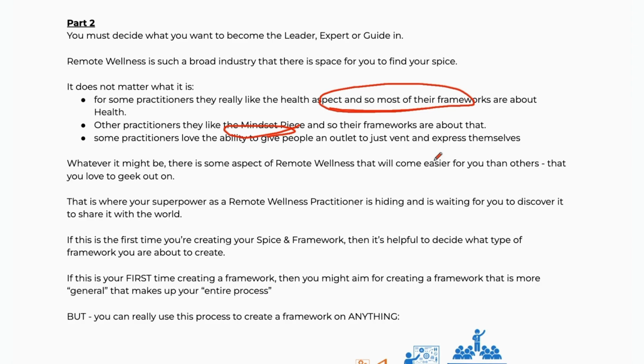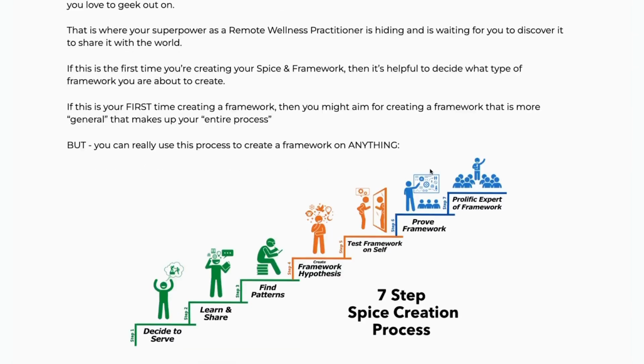And so if this is your first framework, right? If this is your first time creating your spice, then you really want to decide, hey, what is the type of framework that I want to create, right? And usually in the beginning, if this is your first time creating your framework, it's either going to be your core spice messaging framework, or it's going to be one of your core fulfillment frameworks, right? But at the end of the day, you really can use this process for any one of the frameworks, right?